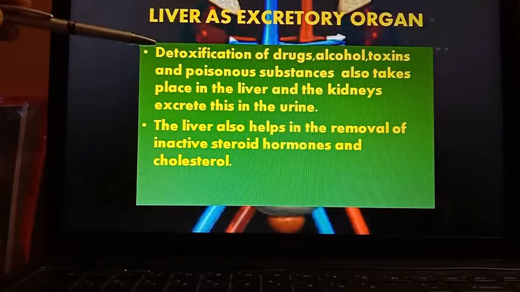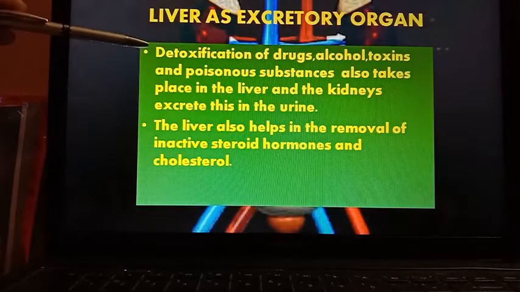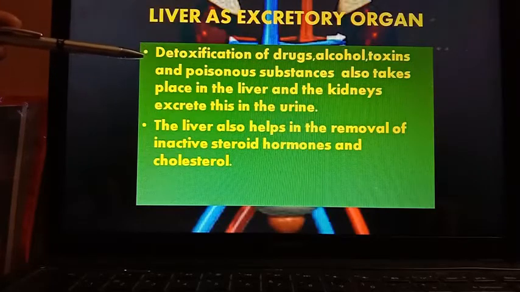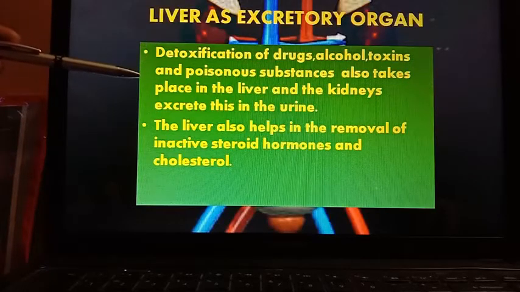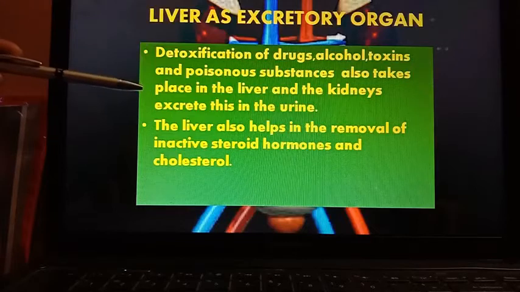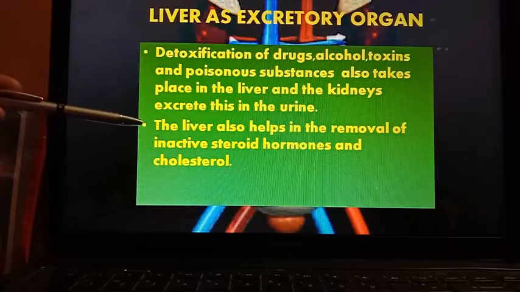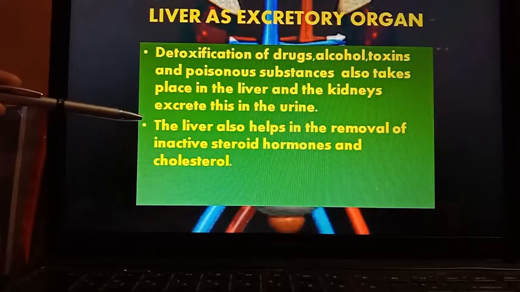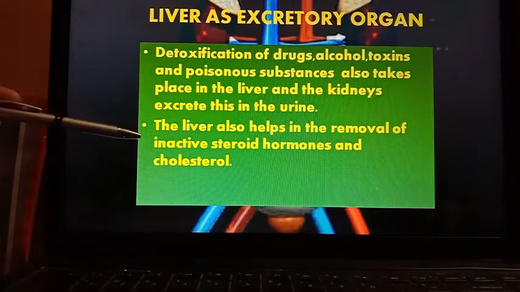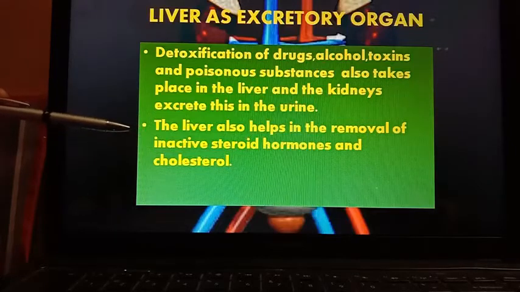Now, more functions of the liver as an excretory organ. Detoxification of drugs, alcohol, toxins and poisonous substances also takes place in the liver, and the kidneys excrete this in the urine. The liver also helps in the removal of inactive steroid hormones and cholesterol.